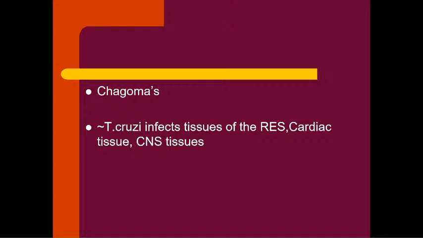Right. So now we have Chagoma. Yes, we have Chagoma. That's the exact portal of entry. I would call it the portal of entry because it is the lesion produced by the vector, where it's been inoculated. So sometimes they would call it a chagoma because it has a similar characteristic to that of a tumor, right?